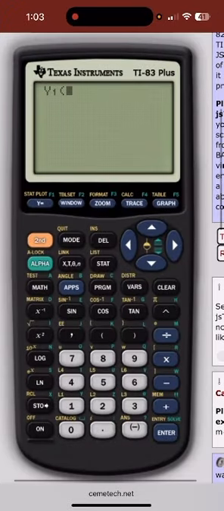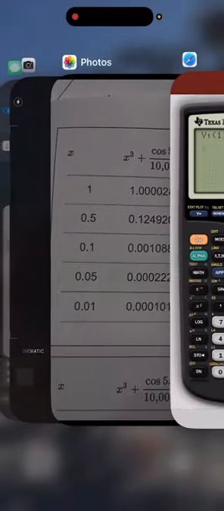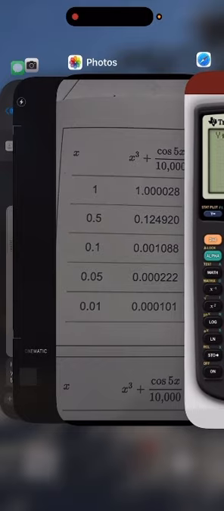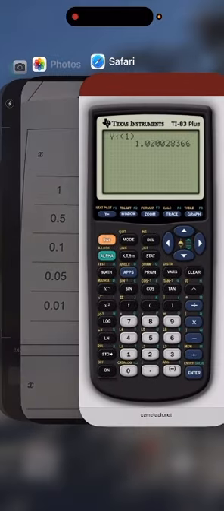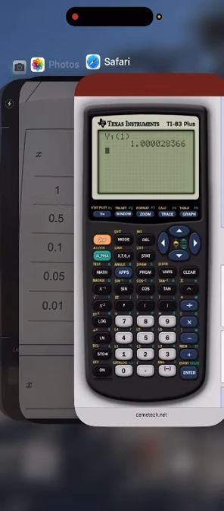So for instance, when x is 1, close parentheses, this is basically going to run this through our function. We get this result, 0.28123.